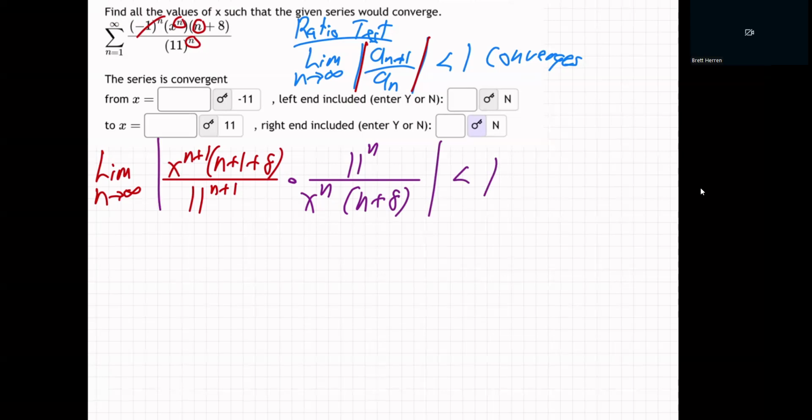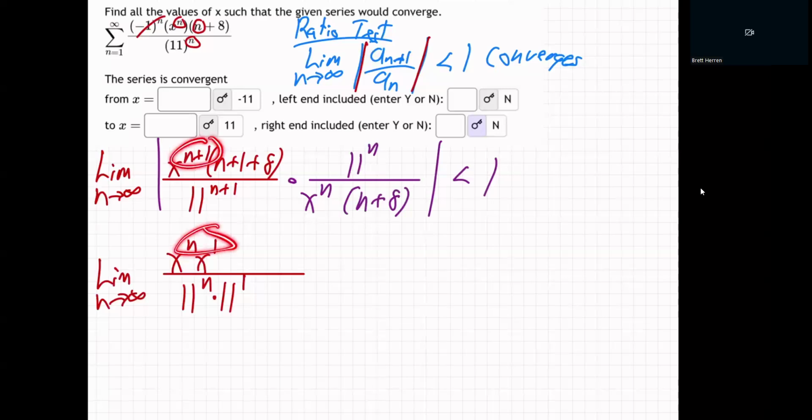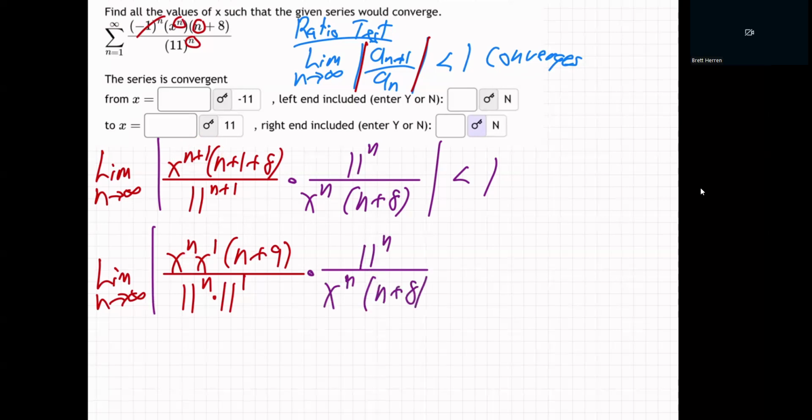Okay, so how are we going to deal with that? Well, this will be the limit as n goes to infinity. Oh, this is 11 to the n times 11 to the 1, right? Because those powers will add to go back to that. The same thing with this x to the n, x to the 1. Those powers will add to go back to that. This is n plus 9 times, and then the other one, 11 to the n over x to the n.